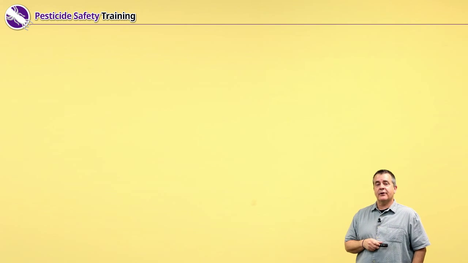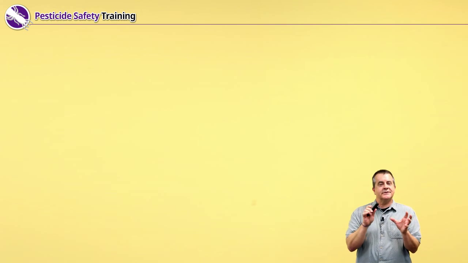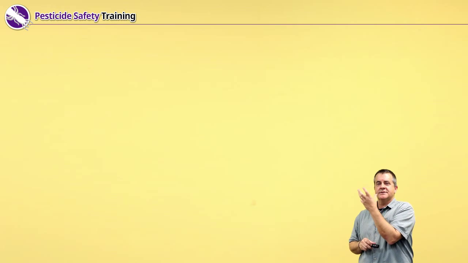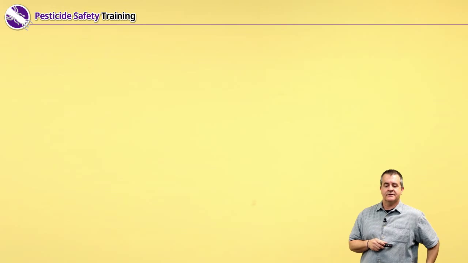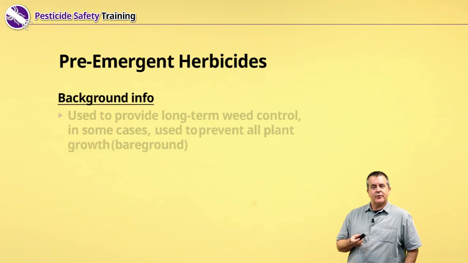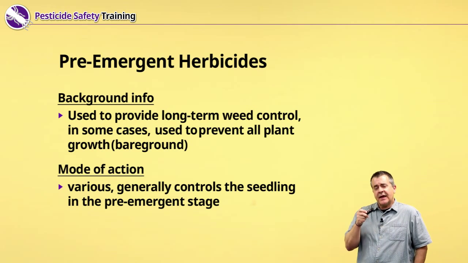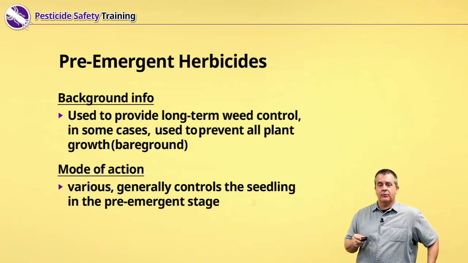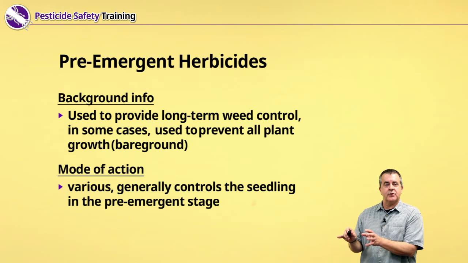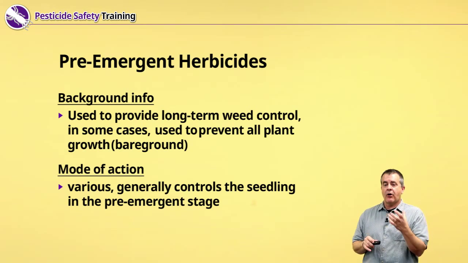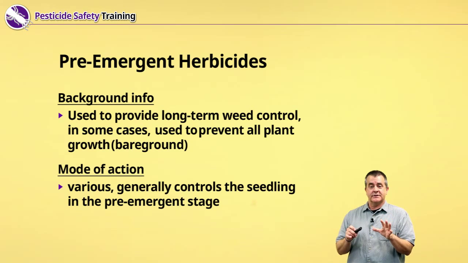Let's switch gears and talk about herbicides. We're going to break the herbicides into two groups, the pre-emergent herbicides and the post-emergent herbicides. With the pre-emergent herbicides, they're used to provide long-term weed control, and in some cases used to prevent all plant growth, so basically producing a bare ground situation. Maybe you've got a utility yard or a dirt parking lot or a roadside where you don't want any weeds to grow at all for an entire season.